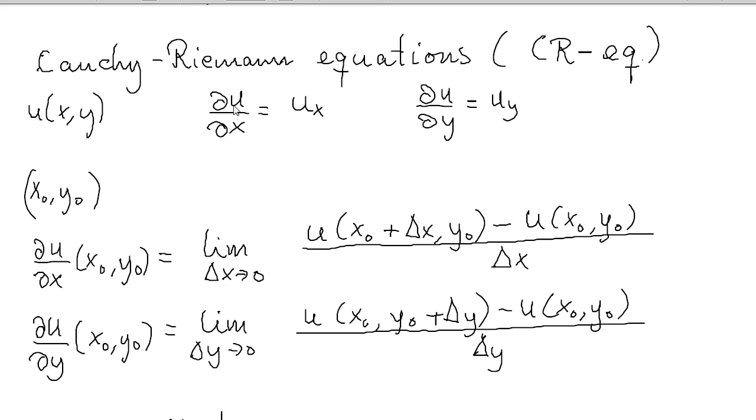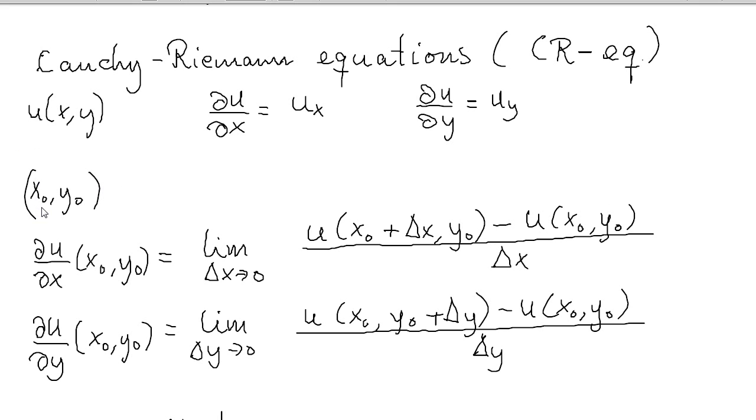Let's just use some notations. The partial derivative of a real function u with respect to x is often abbreviated in this way, u index x. Similarly, if we have the partial derivative of u with respect to y, we write just u index y.